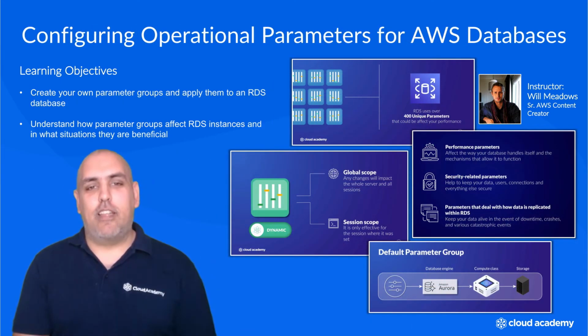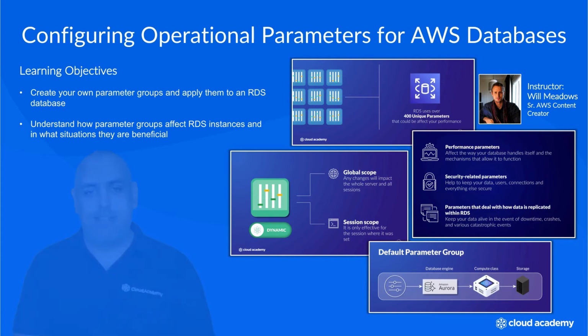Will also published another course looking at how to configure operational parameters for AWS databases. He covers some effective strategies for tuning your RDS databases to receive the most benefit from your workloads, and he also dives into what parameter groups are, how parameter groups work, and some edge cases to watch out for.